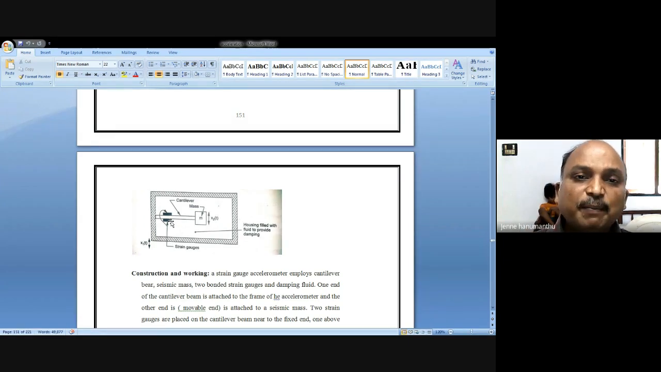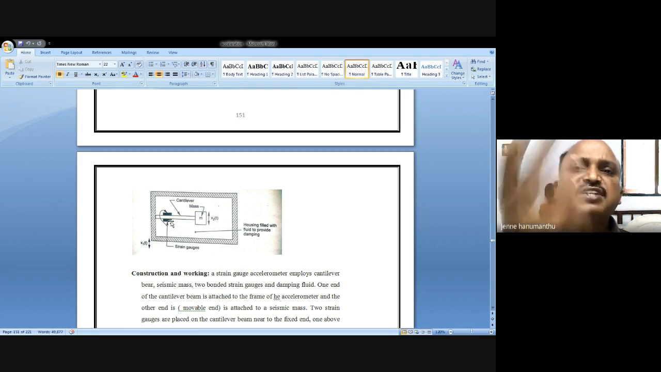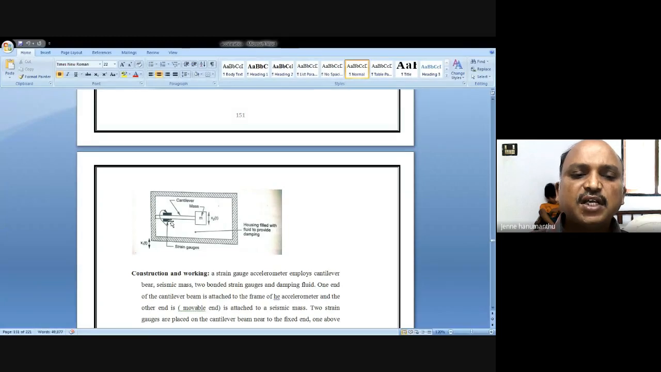Then what happens? R equals rho L by A. L by A is fixed. So R is proportional to rho. If resistivity changes, the resistance changes because R is proportional to rho. That change in resistance can be measured with the bridge.